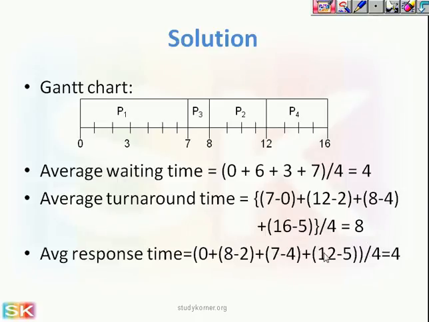Average response time. P1's response time is 0, submitted at 0, got the CPU at time 0, plus for P2 got the first time CPU at time 8 and it was submitted at 2, so 8 minus 2, plus P3 7 minus 4, plus P4 12 minus 5, divided by 4 equal to 4, right?